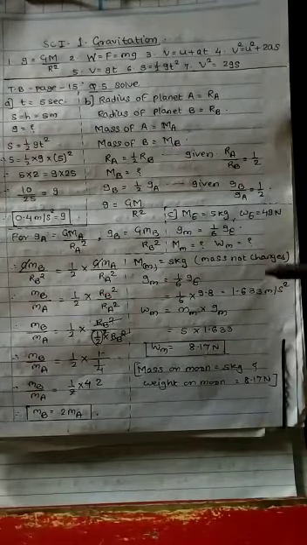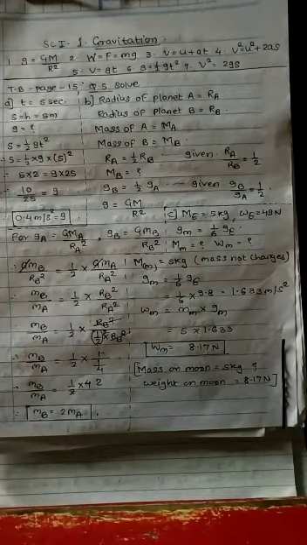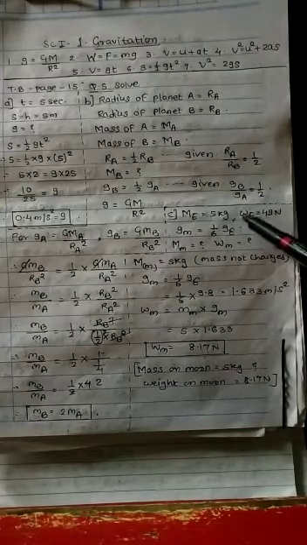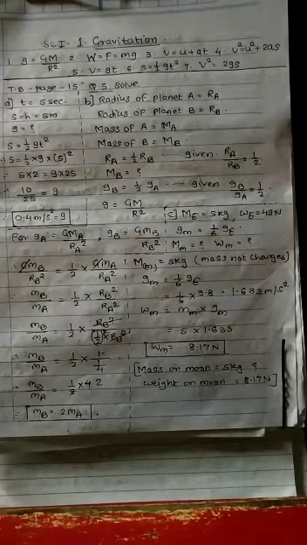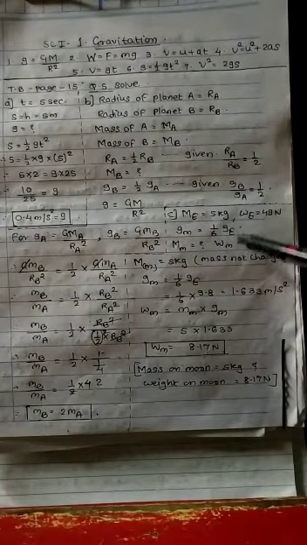Then the next one is the third one. I read from the textbook. What is the question? The mass and weight of an object on earth are 5 kg and 49 Newton respectively. What will be their values on the moon? Here you have to find out Mm, that is the mass on moon, and Wm, the weight on moon.